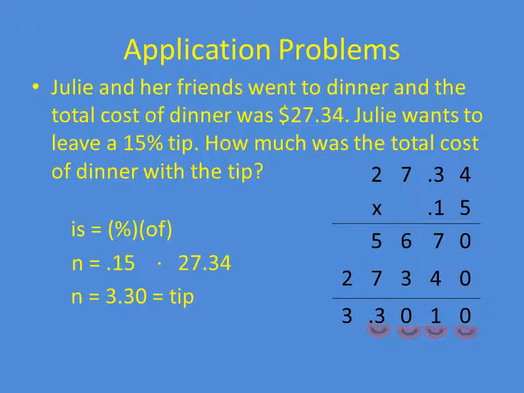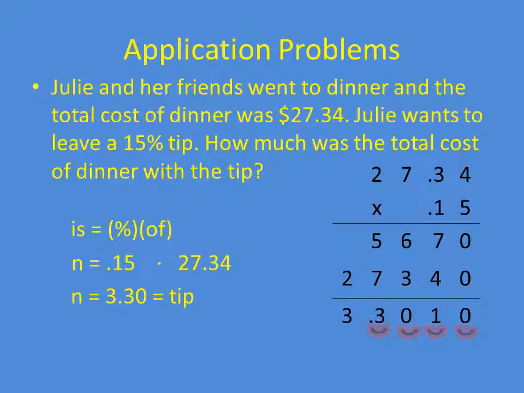So here's where we left off on the last problem. So once again, Julie and her friends went to dinner, and the total cost of the dinner was $27.34. Julie wants to leave a 15% tip. The difference in this problem is it says how much was the total cost of the dinner with the tip. So we've got to do a little bit extra here. In the last slide, we solved for the $3.30 for the tip right here.